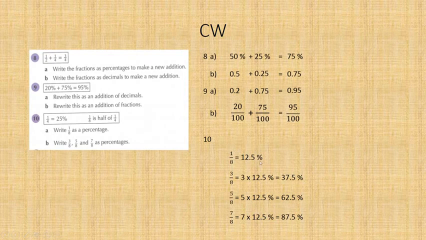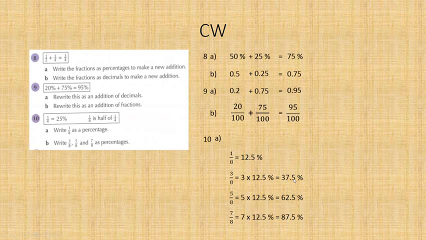Half of 25 is 12.5, and just put the percentage symbol. So it's 12.5%. Okay, write 3 over 8 as a percentage. So 3 over 8, I would just multiply 12.5 times 3. So the answer is going to be 37.5%. And here, write 5 over 8 and 7 over 8 as percentages. So 5 over 8 is going to be 5 times 12.5, so it's going to be 62.5%. And here, 7 over 8, so 7 times 12.5, it's going to be equal to 87.5%.